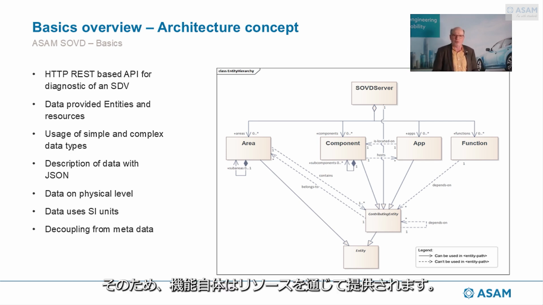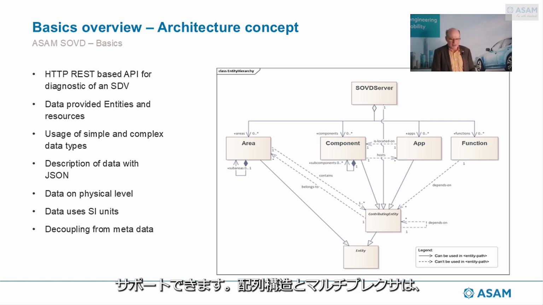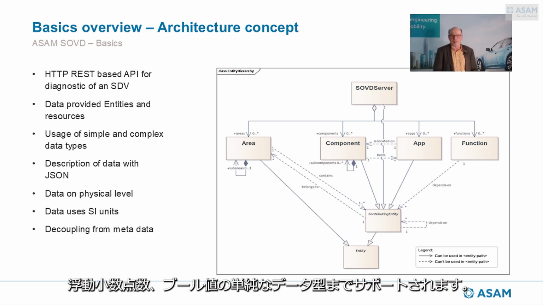That's what we do. So the functionality itself is provided via resources, and the resources can support simple and complex data types, which means arrays, structures and multiplexers as the complex data types, and the simple data types typically string, float, Boolean.